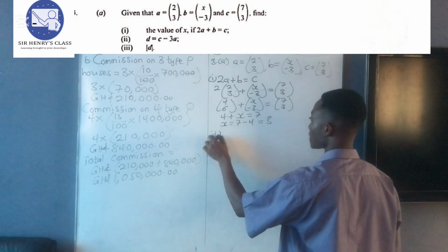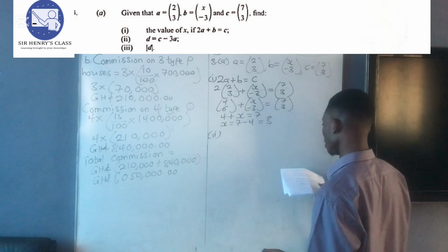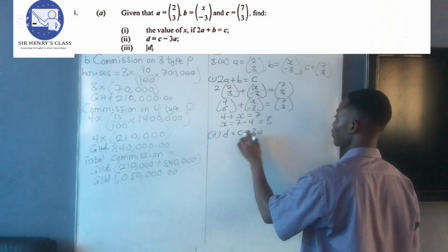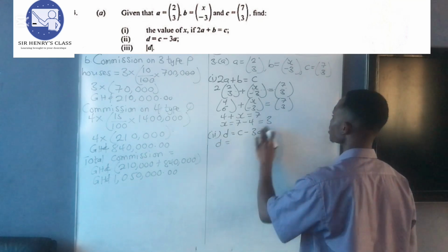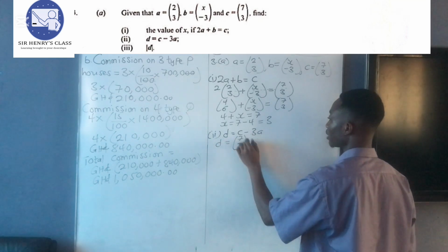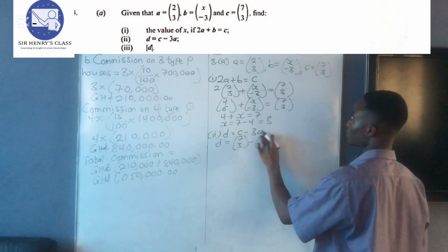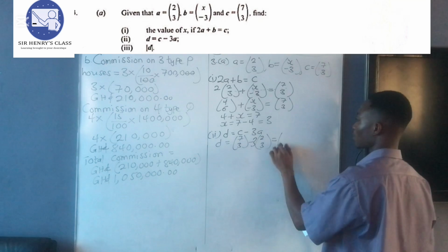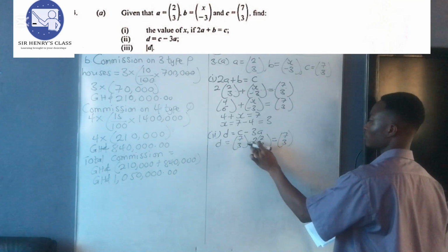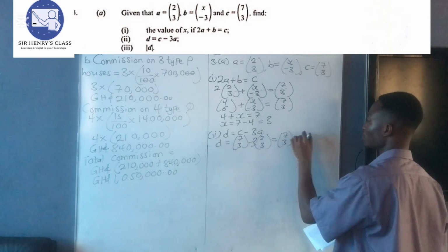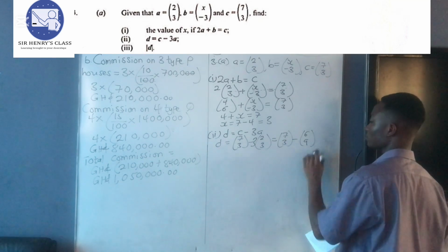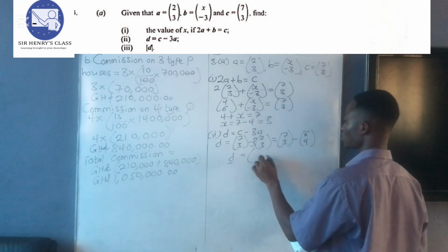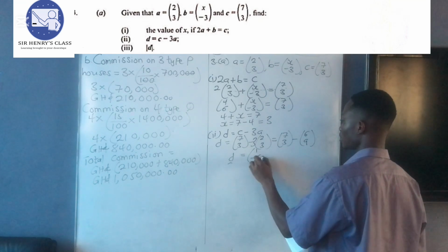Part II. D equals C minus 3A. You have to find the value of D. So D is given by C, 7, 3, minus 3A, so 3 times 2, 3. Now we have 7, 3, minus 3 times 2 which is 6, 3 times 3 which is 9. So we simplify them, and finally vector D will be equal to 1 and negative 6.